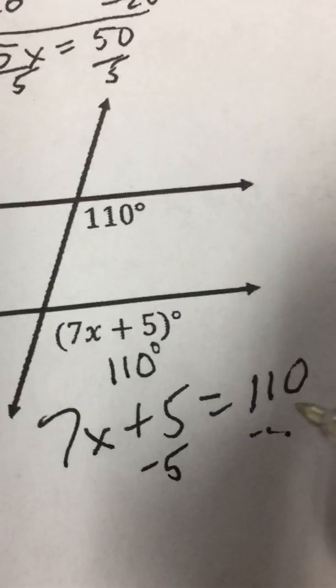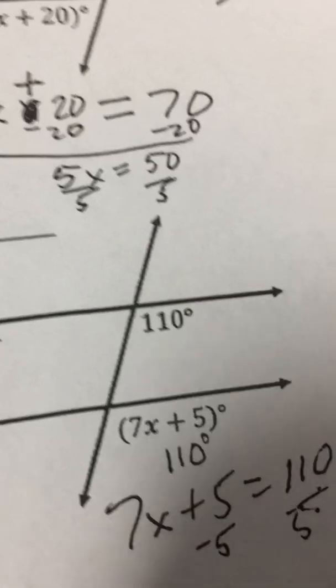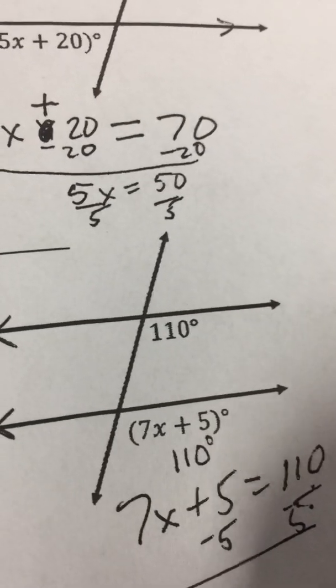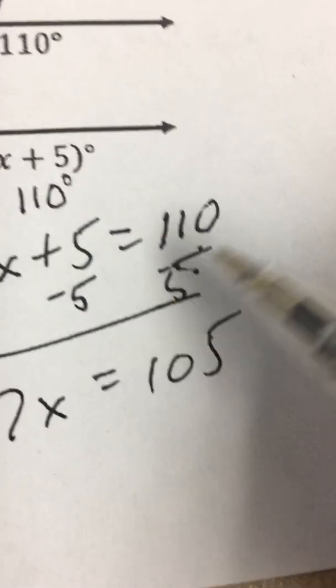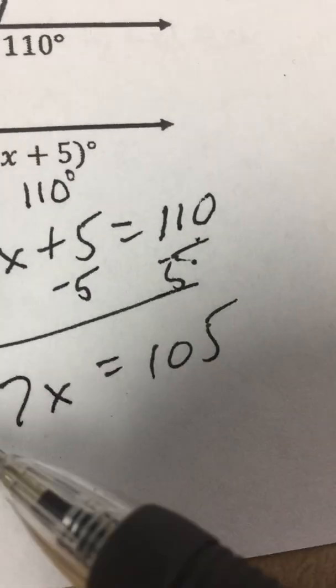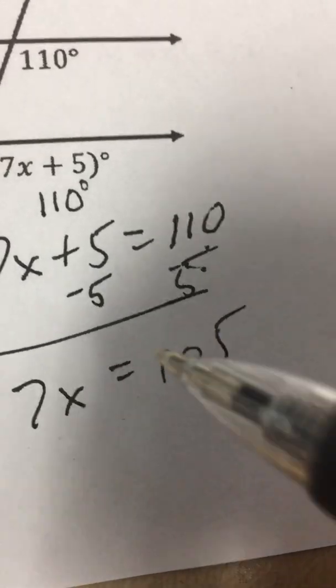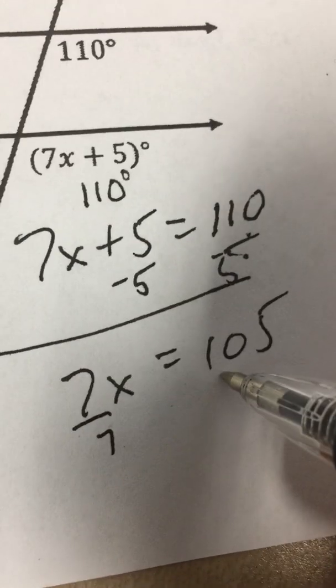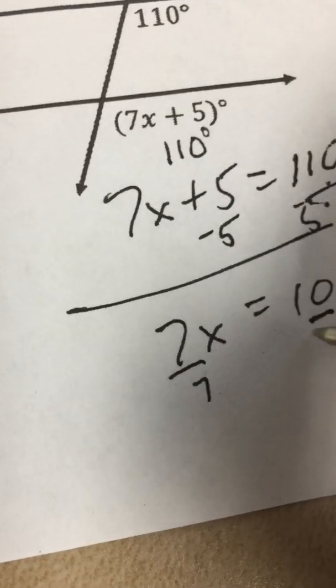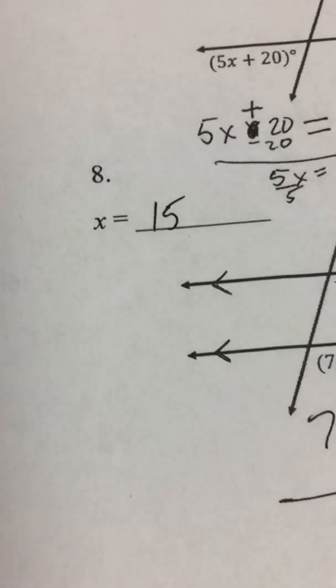Minus 5, minus 5. Oops, that's not very pretty. My paper's moving. I'll get back here in just a sec. 7x equals 105. So 110 minus 5 gives 105. Divide both sides by 7. When you get done doing that, see what you get. Because whatever you do to one side, you do to the other. My paper won't hold still, but there it is. So 105 divided by 7 is, drum roll, 15. There you go. That side's done.